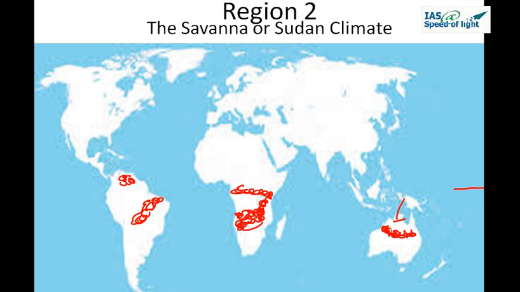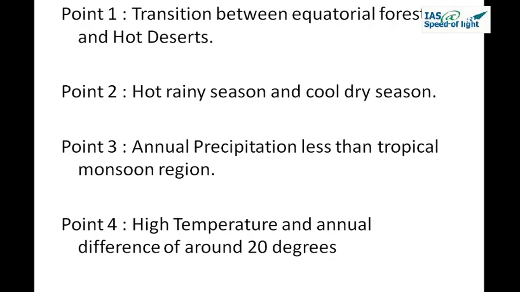Let us see the important characteristics of the savanna or the Sudan climate. It is the transition between the equatorial forest and the hot deserts, so it is going to have in-between characteristics. What does it mean? In hot deserts we have very little precipitation, in equatorial forest we have a good amount of precipitation. So here it would have a mild precipitation only in certain months of the year and not throughout the year.